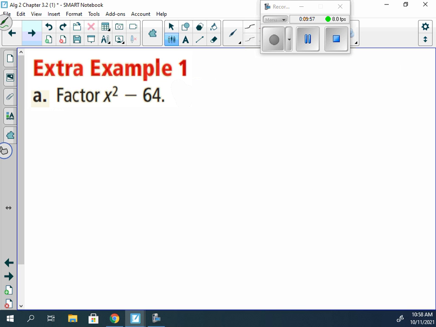x squared minus 64. Is this a difference of perfect squares? Is x squared a perfect square? Because it's x times x, yes, something times itself. How about 64? 8 times 8, yes? So how would we write this? Parentheses?